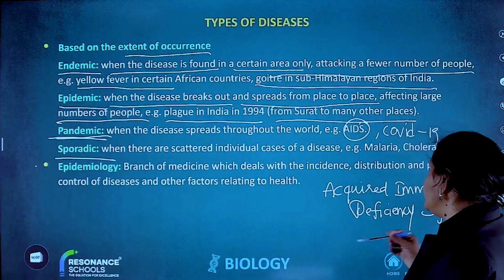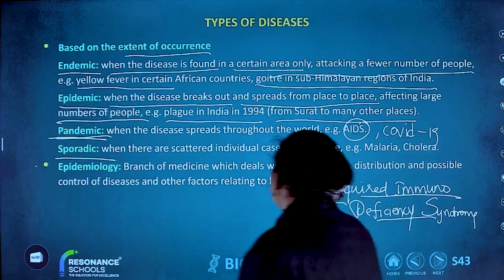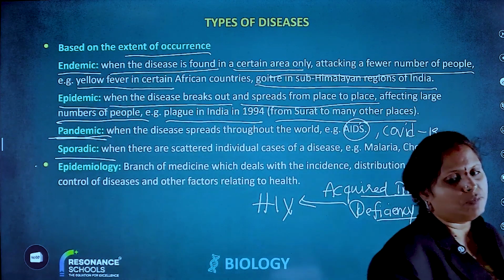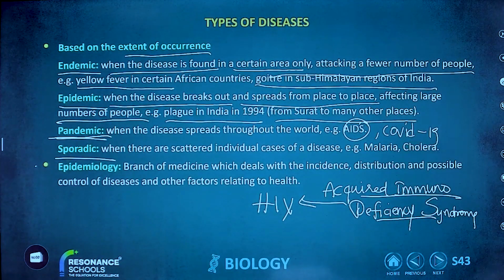Acquired immunodeficiency syndrome. This is caused by a virus called HIV. What is HIV? You know very well. Human immunodeficiency virus. What is HIV? Human immunodeficiency virus. Please write all of you. Have you written, everyone?